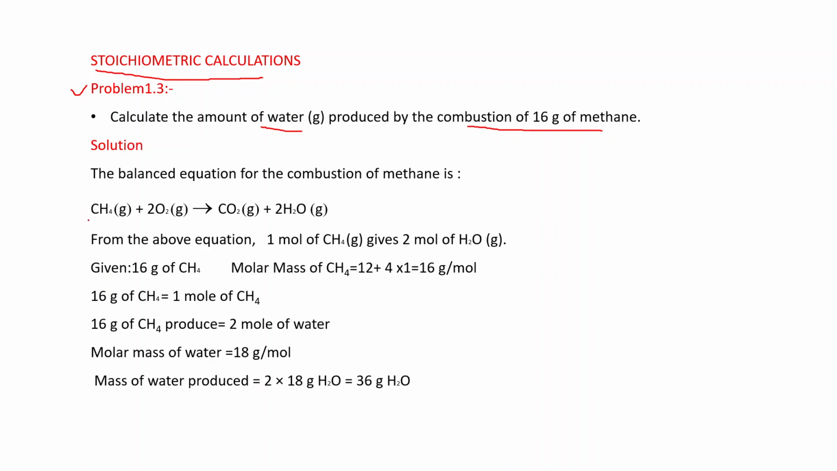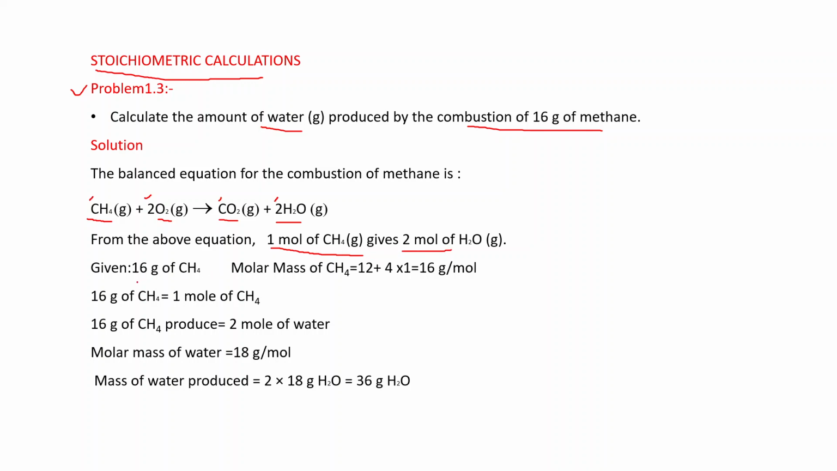So you can write this is the formula of methane. When this burns, meaning reacts with oxygen, again, each hydrocarbon when it burns produces carbon dioxide and water. We balance it. The stoichiometric coefficient of methane is 1, for oxygen is 2, for carbon dioxide is 1, and for water is 2. So we can say from this balanced chemical equation, 1 mole of CH4 gas gives 2 mole of H2O. Is it clear?